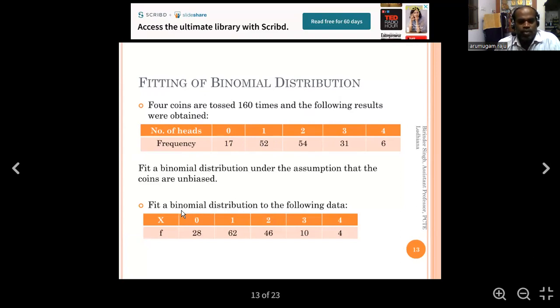In a similar way, we have to fit another problem based on the fitting of binomial distribution. Suppose here x values are 0, 1, 2, 3 and 4 and the corresponding frequency values are 28, 62, 46, 10 and 4.